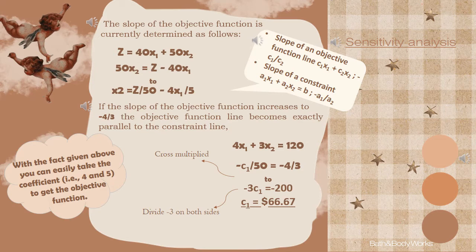Then cross-multiplied, negative 3 c sub 1 equals negative 200. Divide negative 3 on both sides, and we get c sub 1 equals $66.67. Now we have determined that the upper limit of the sensitivity range for c sub 1, the x sub 1 coefficient, is $66.67. If profit for a bowl increases to exactly $66.67, the solution points will be both B and C. If the profit for a bowl is more than $66.67, point C will be the optimal solution point.